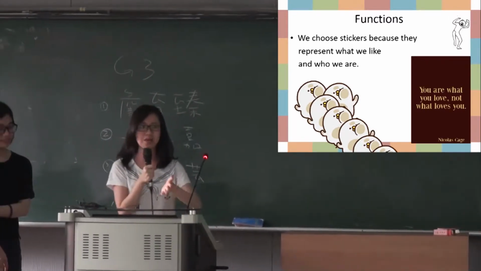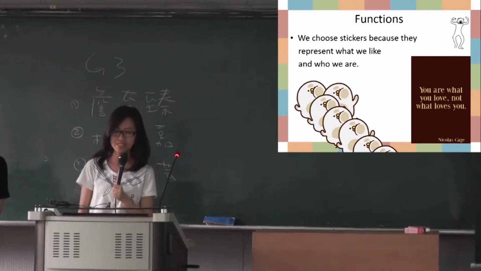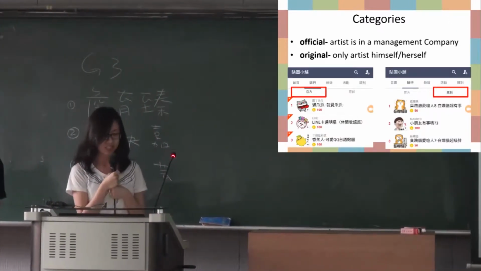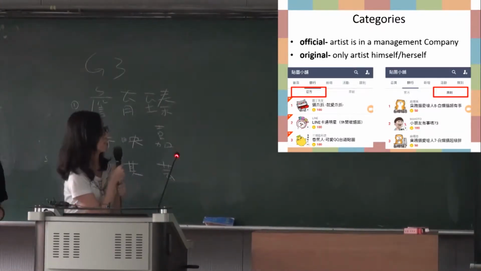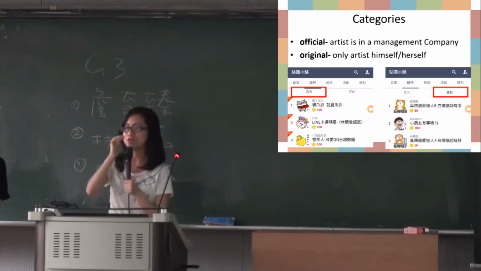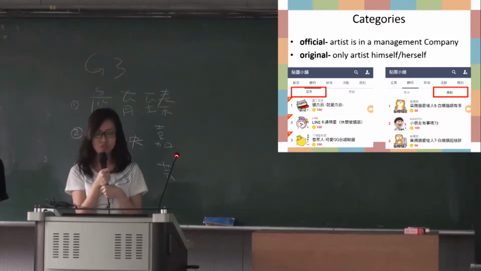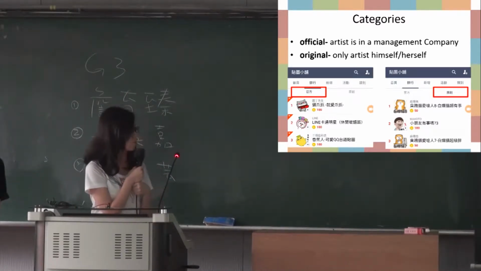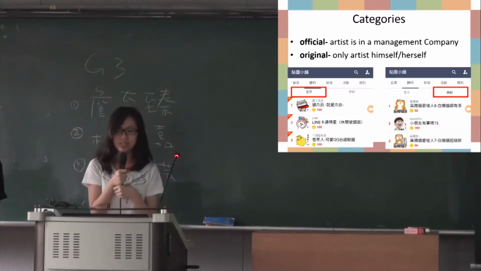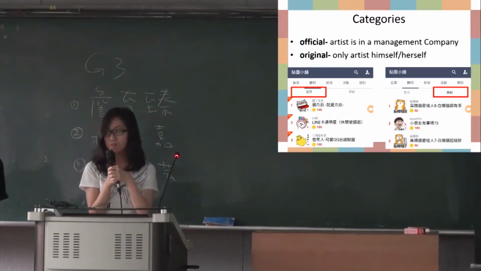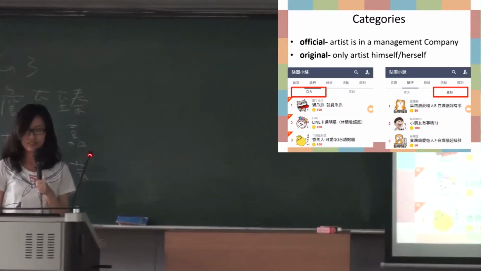And you choose some sticker that represents your personality. And next is the categories. There are two categories of LINE stickers. The first one is official, 就是官方, and that means the artist is in a management company. 它背后是有经纪公司的。And the next one is original, 原创, and there is only the artist himself or herself behind the LINE sticker.